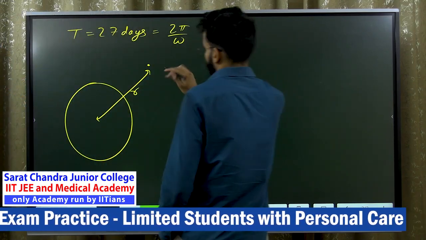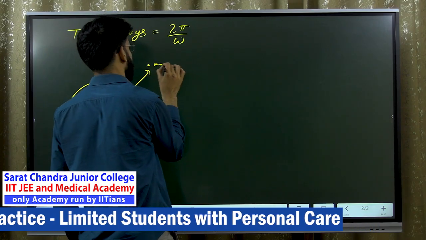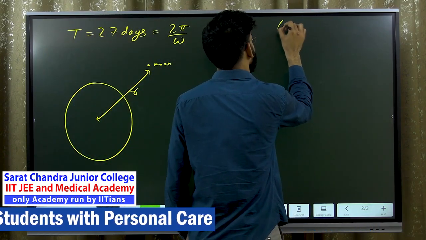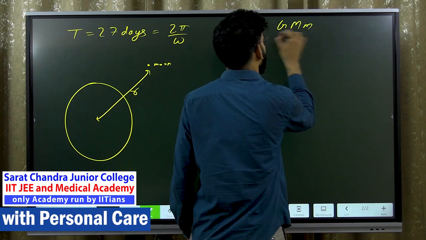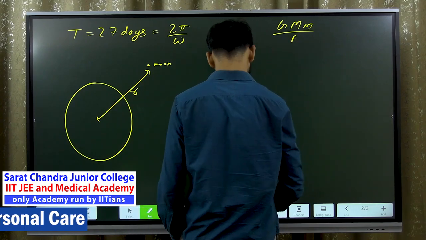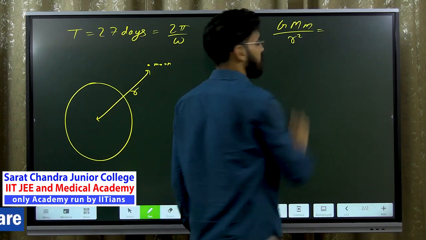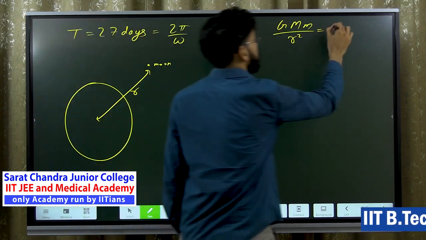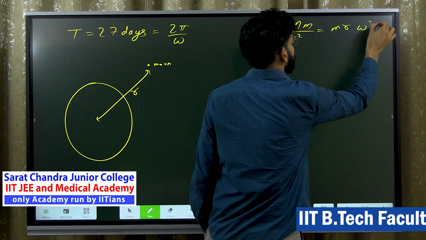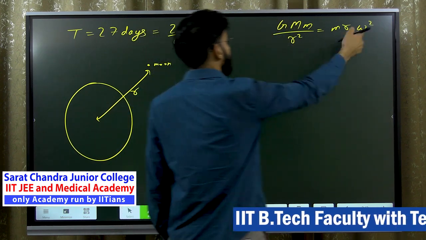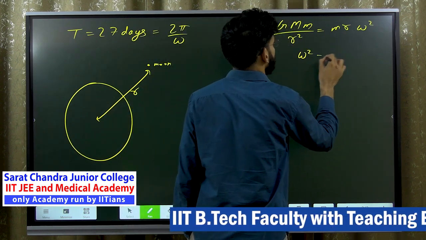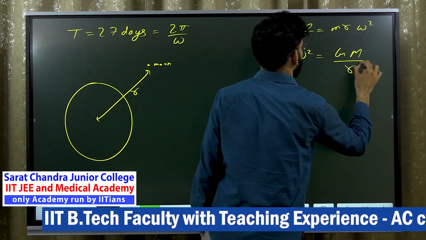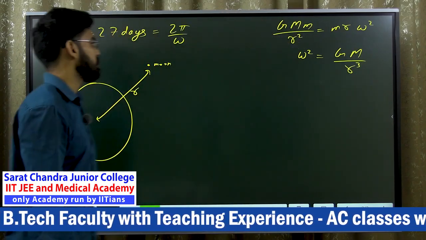So for the moon, I can write down that gravitational pull, that is G M m by small r square, is equal to m r omega square, because I am dealing with the time period, so I will go for the omega. From here I got omega square is equal to what? Small m got cancelled out. This is G M by r cube, right? This is for the moon.